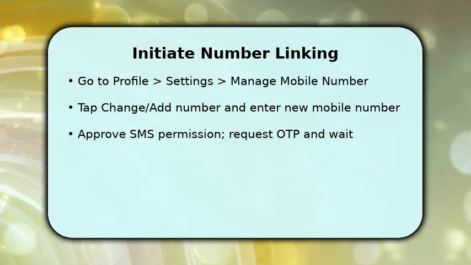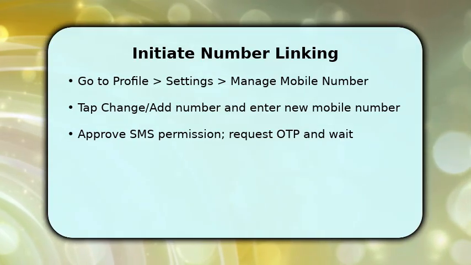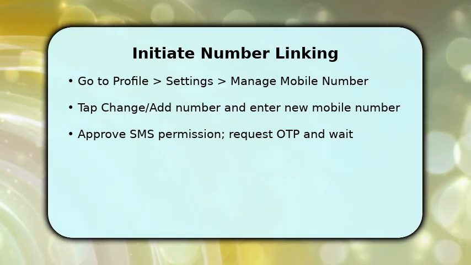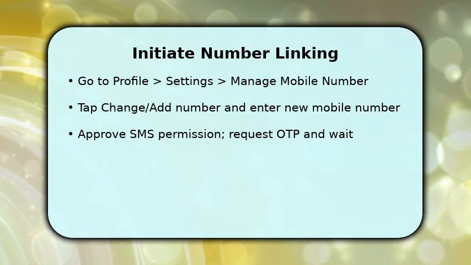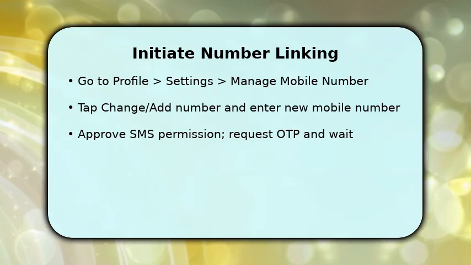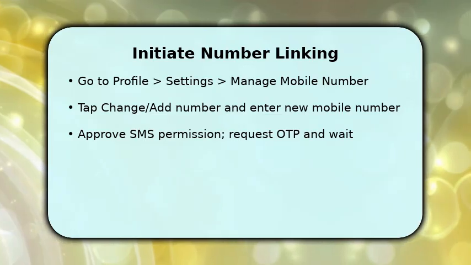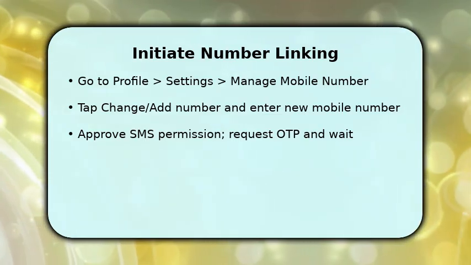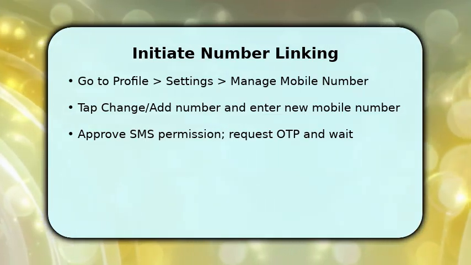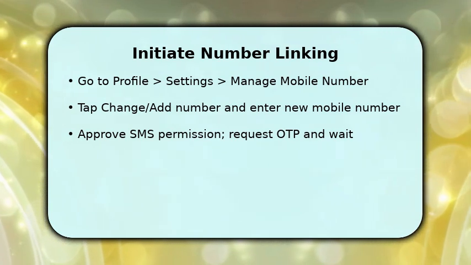After entering it, approve SMS permissions so PhonePe can auto-read the OTP. If auto-read is blocked, request the OTP and type it manually. You'll see a progress indicator while verification runs. This step uses OTP to confirm ownership, so accurate input and permissions matter for a smooth link.